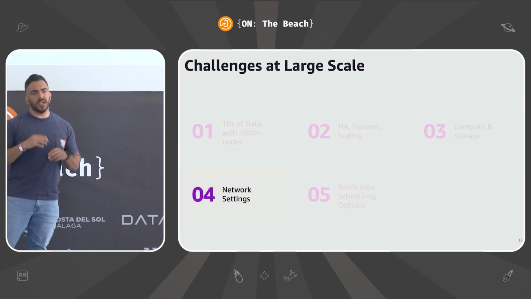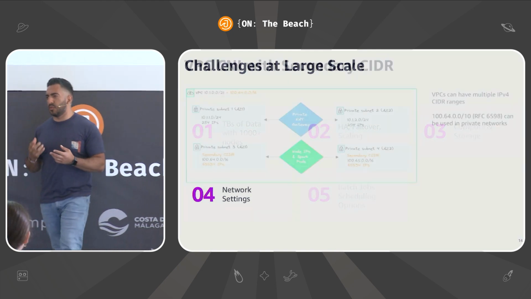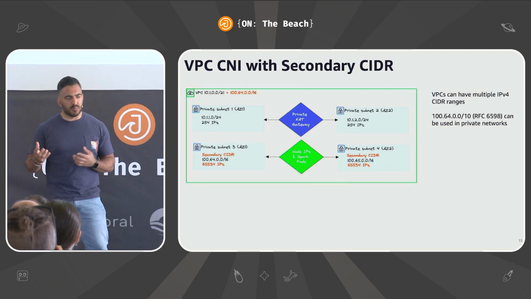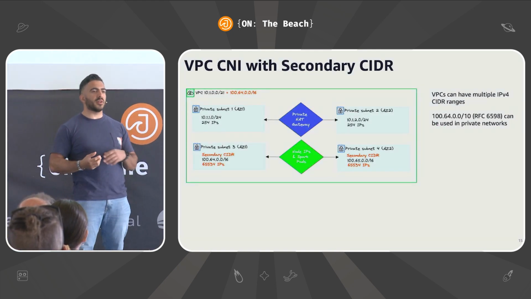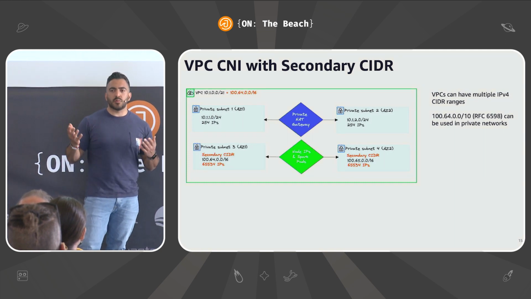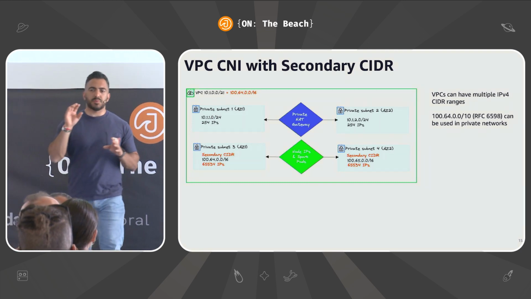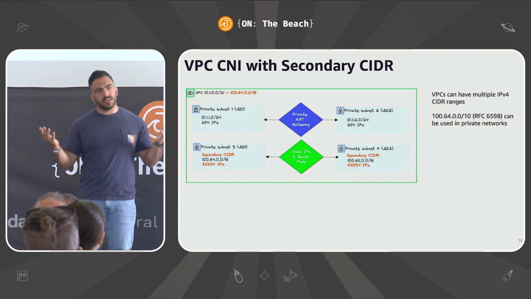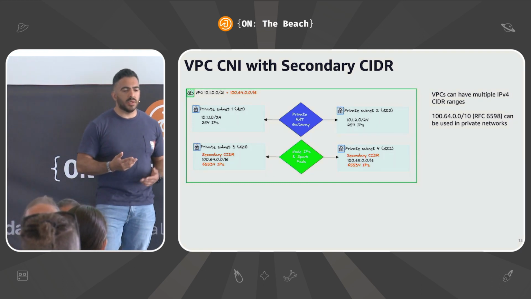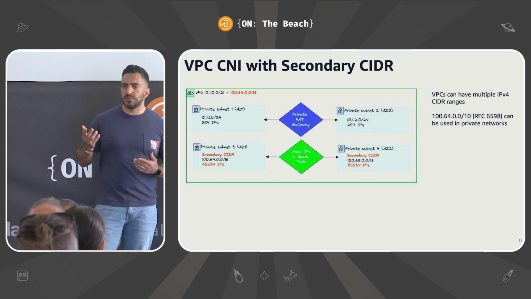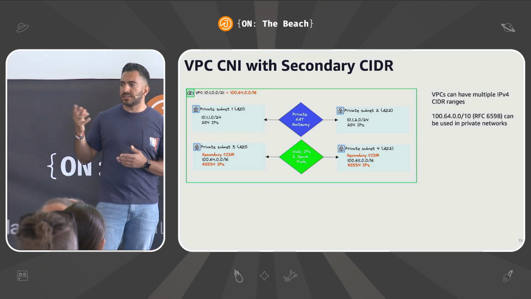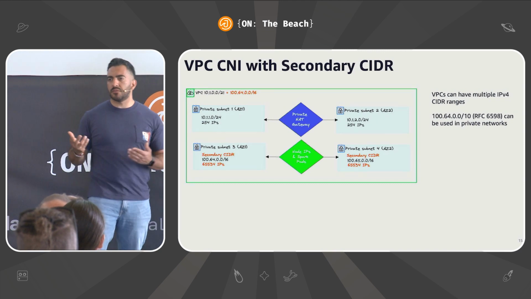Now, for the networking part, and this is basically the most common challenge that we see, the most common questions that we get from customers is around networking. And even though, as I was saying before, we're talking specifically in terms of AWS, this applies to other cloud providers as well. So what we recommend is to configure a secondary VPC networking for the pods.